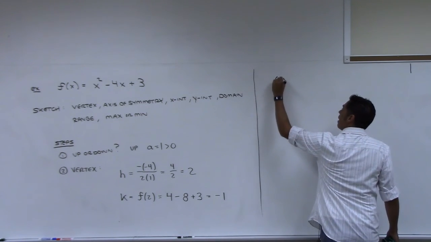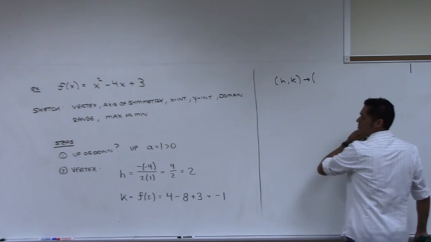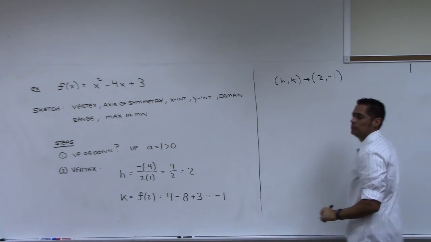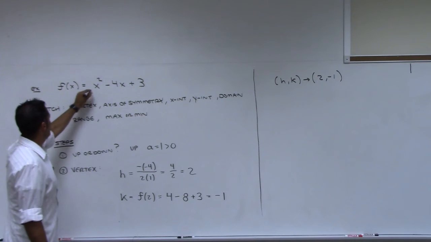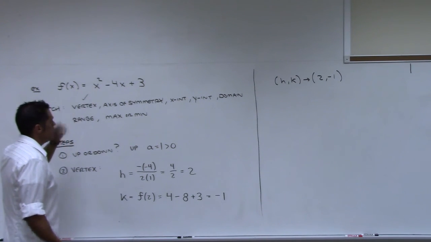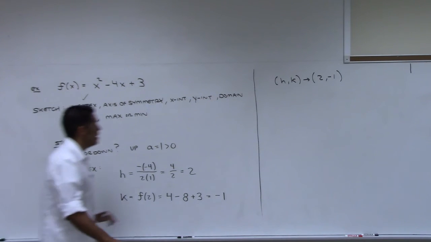So I'm actually going to write down hk. The point is 2, -1. Okay, what's next? We got the vertex. What do you want to do next? We know it opens up or down. We got the vertex. You want to get the x-intercepts? Let's go with the x-intercepts. That's fine.